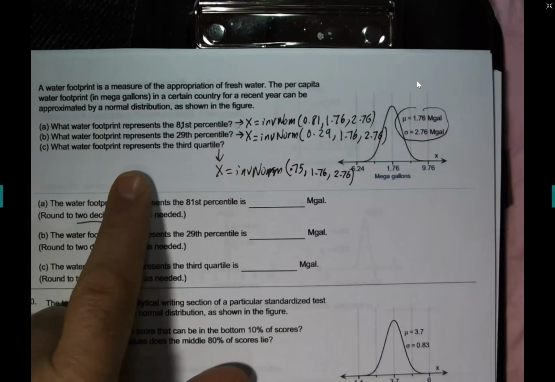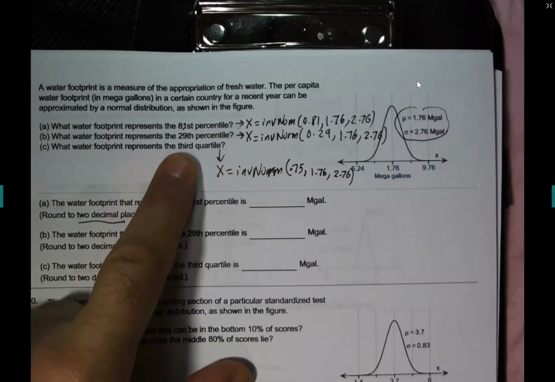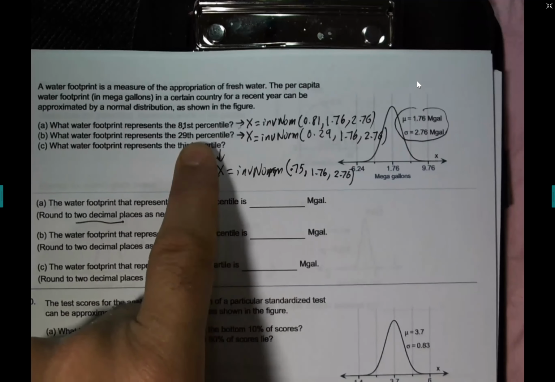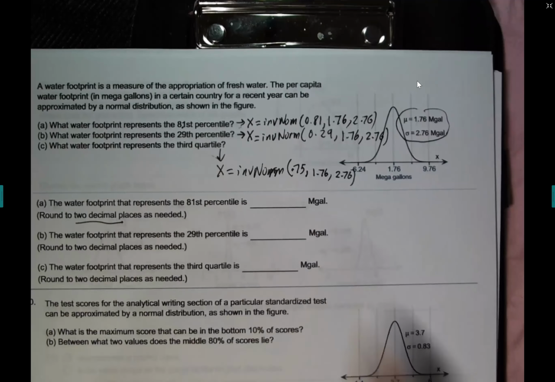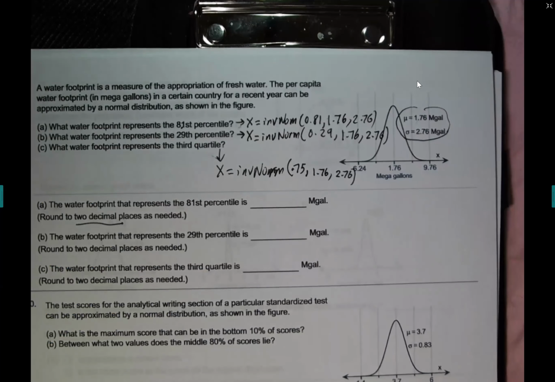If you see this in the homework online, it says what water footprint represents the first quartile. Instead of 0.75, just use 0.25. If he says represents the 80th percentile, you put 0.8 and so on and so forth. So this is how you answer this question.